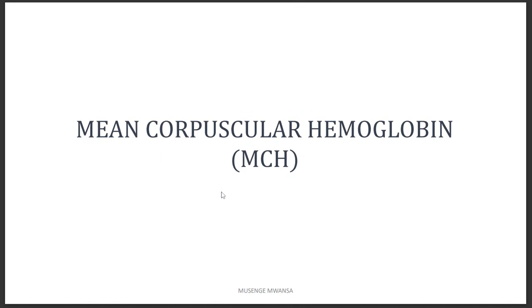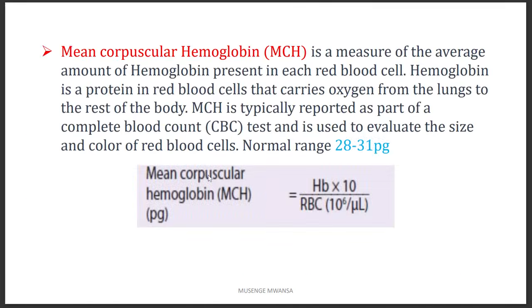We also have the mean corpuscular hemoglobin, MCH. Mean corpuscular hemoglobin is just telling us how much hemoglobin is present in each red blood cell. And so it is the mass of hemoglobin present in each red blood cell. It is given in picograms. The normal value is between 28 to 31 picograms, and it is given by hemoglobin times 10 divided by red blood cells. Because we're talking about hemoglobin, that is why we're using the hemoglobin on top.